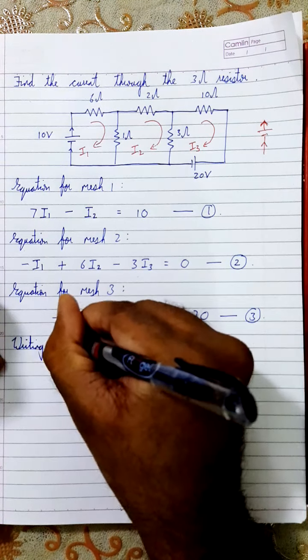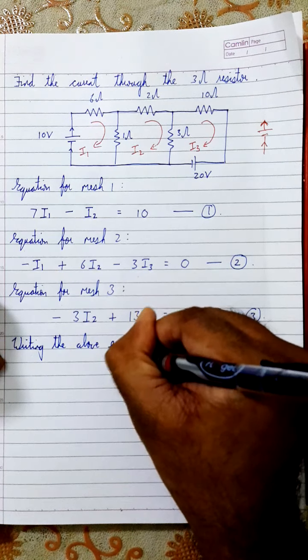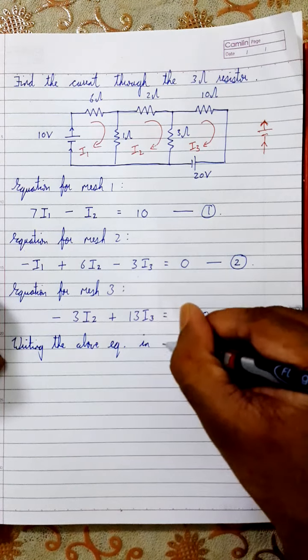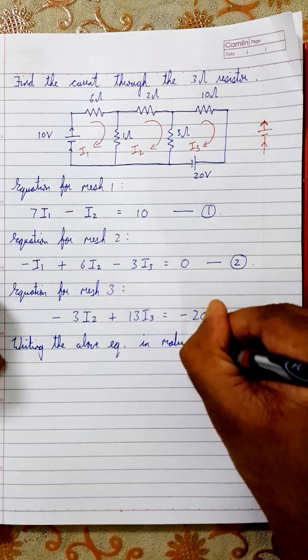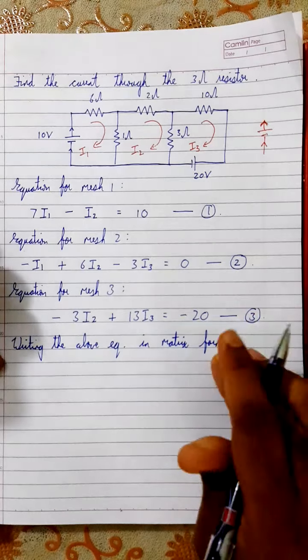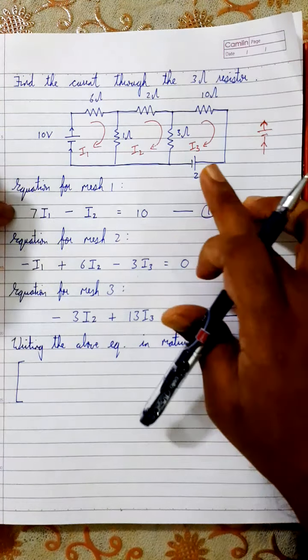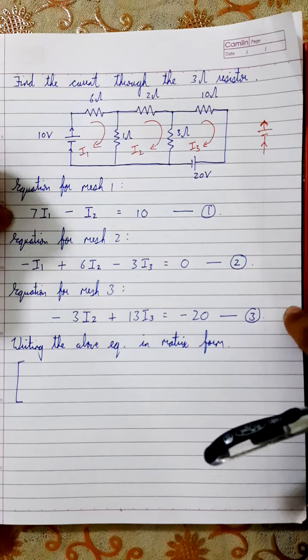Writing the above equations in matrix form, okay? So there are three equations, so therefore there will be 3 rows, right?